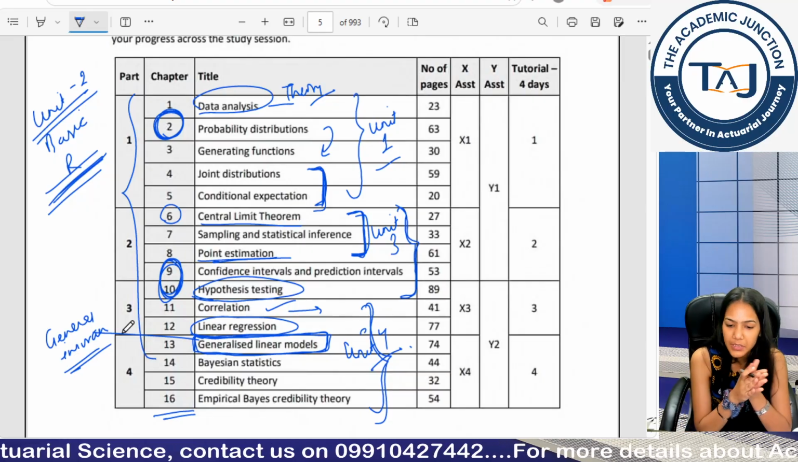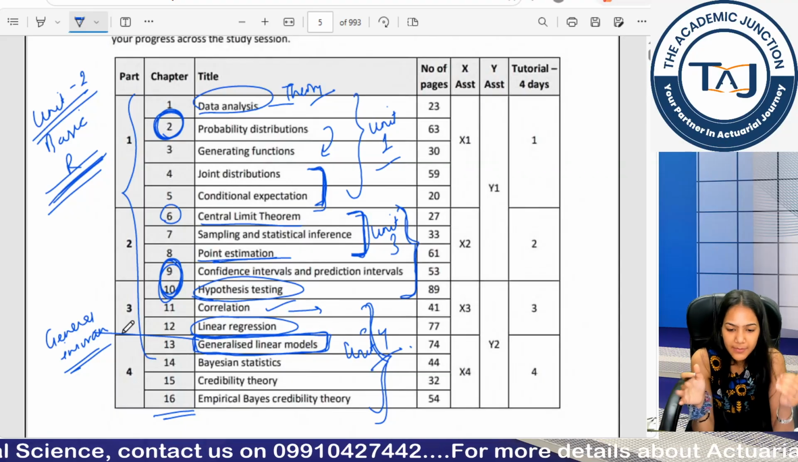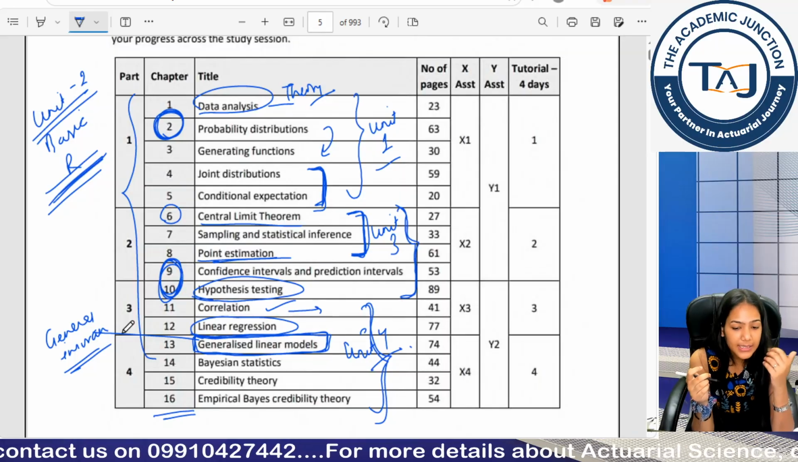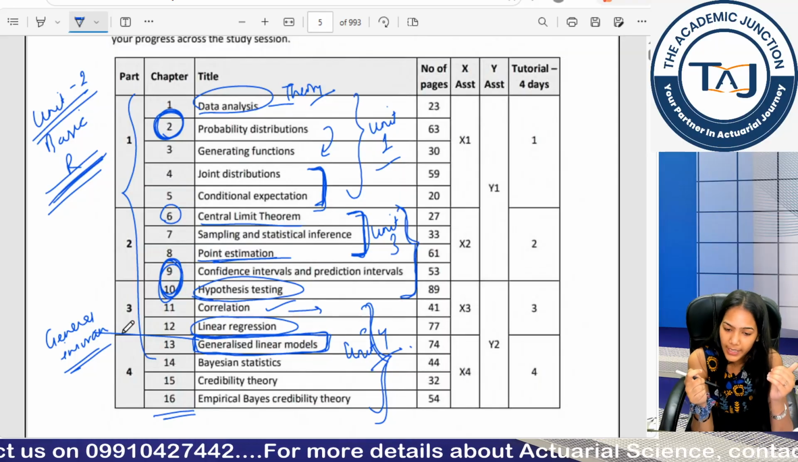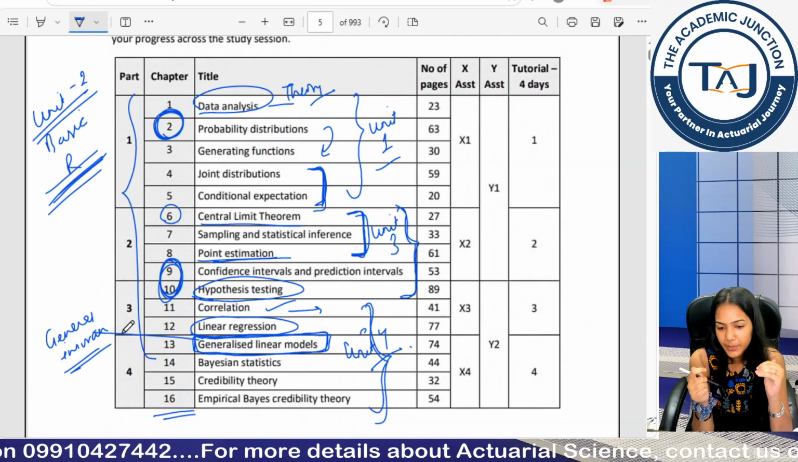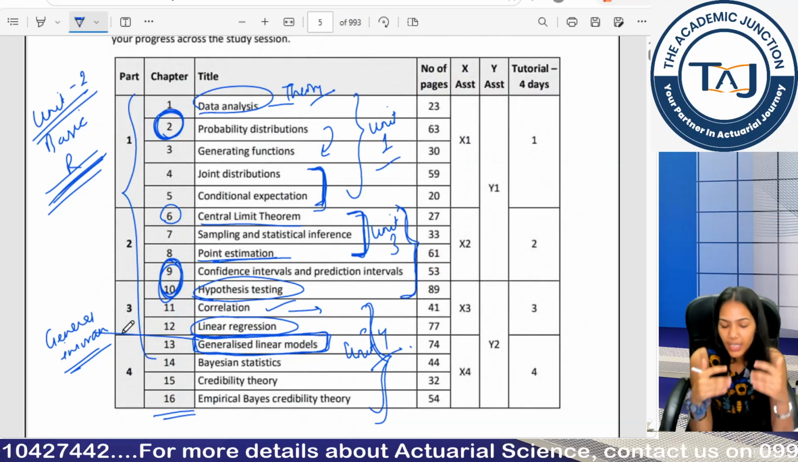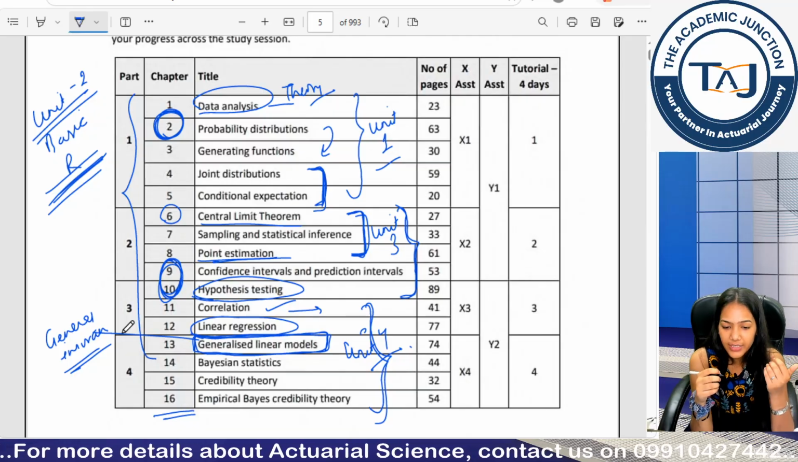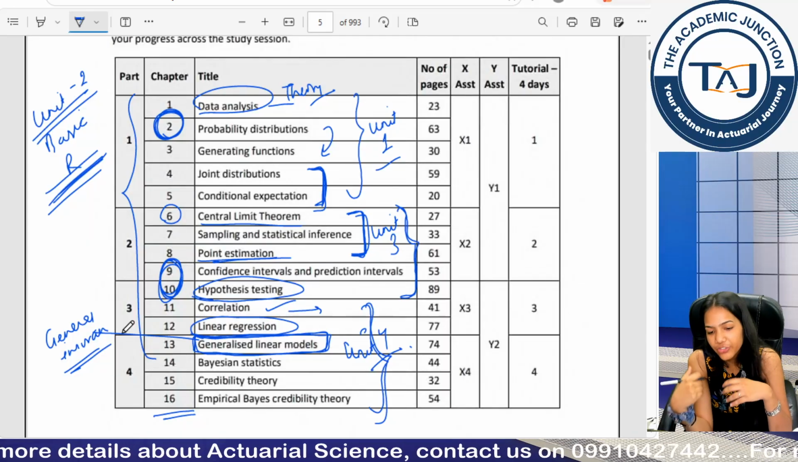For example, there is a person A and a person B. Person A smokes, person B doesn't smoke, and they are taking out health insurance. So it is obvious that person A who smokes will be at higher risk, so the company must charge a higher premium from that person. So how high a premium should it charge, and is that higher charging relevant or not, that we will be learning in generalized linear models.